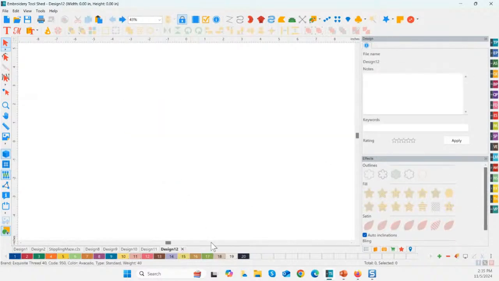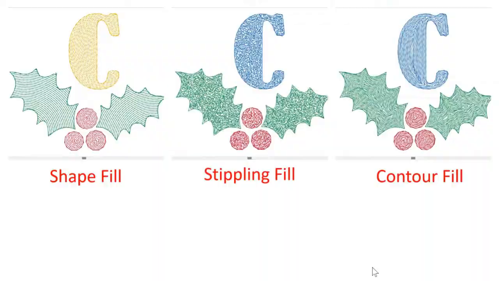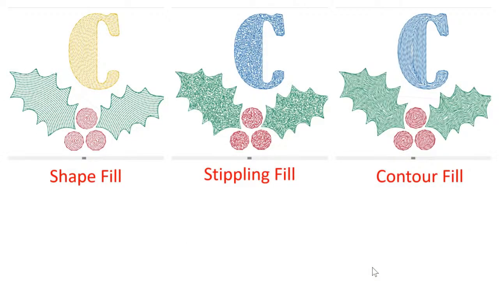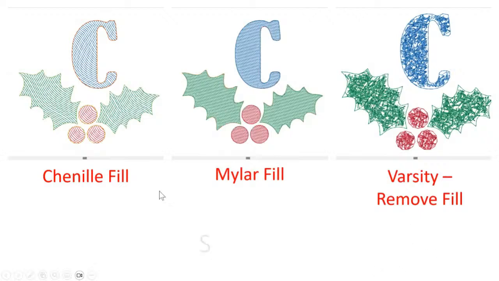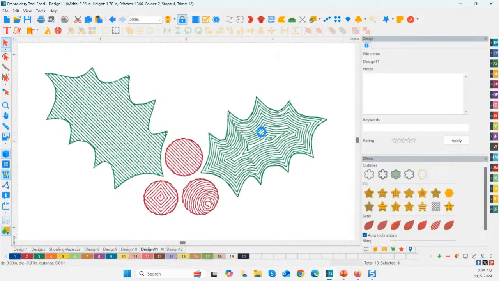Okay, so now let me back up here. We talked about, I'm just going to reiterate so I make sure I cover them all. We talked about the wave fill. And then in My Quilt Embellisher and Perfect Embroidery Pro, we talked about the shape and the contour. Let me show you the stippling, and then we're going to go on to the special FX. So let me do the stippling really quick. I'm going to go back to our design here.